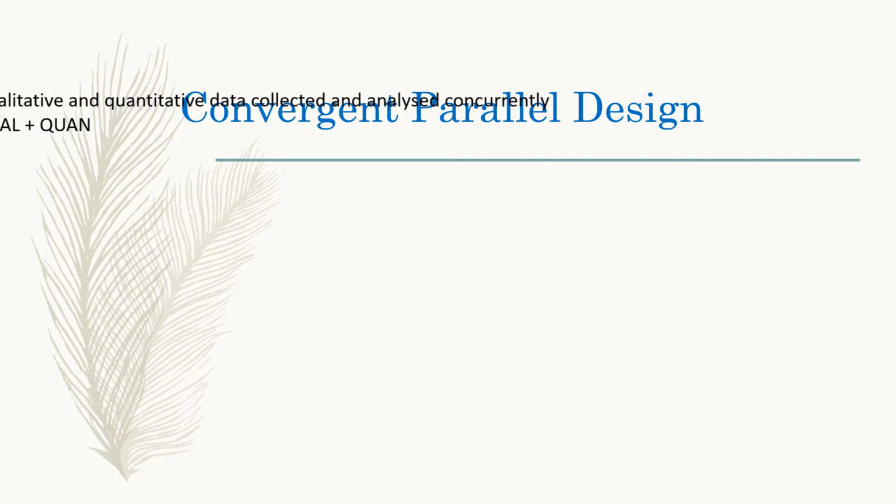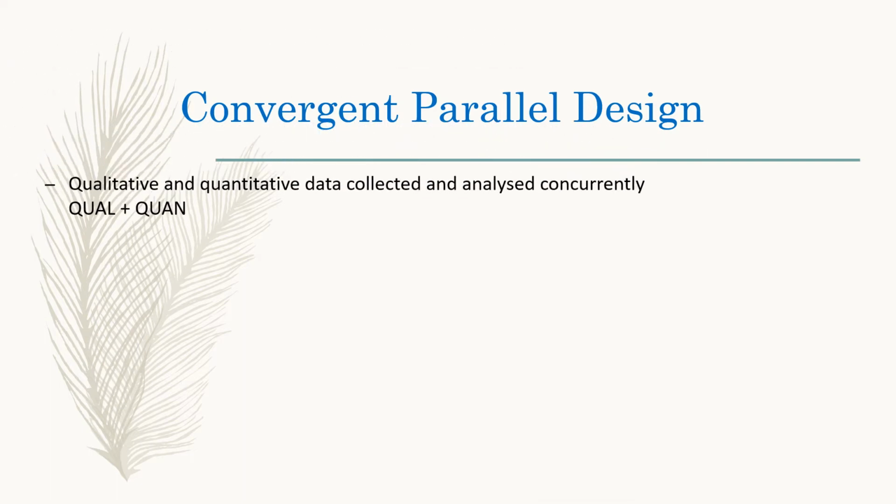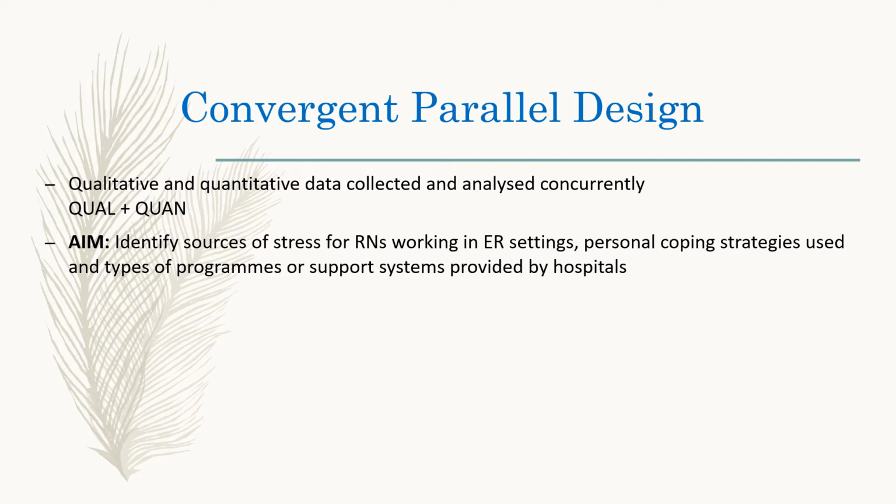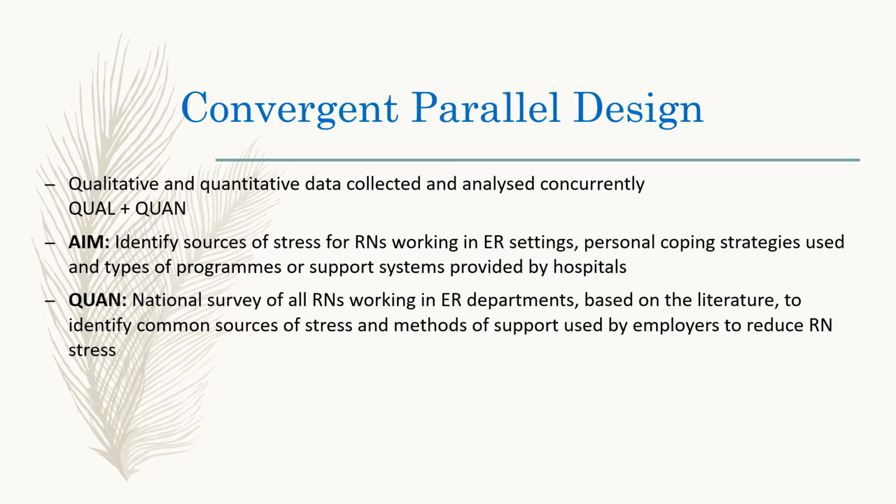Convergent parallel design, in summary, is qualitative and quantitative data collected and analyzed concurrently. So qualitative plus quantitative. For example, your aim is to identify sources of stress of nurses working in ER settings, personal coping strategies used, and types of programs or support systems provided by the hospitals. So quantitative: a national survey of all RNs working in ER departments, based on literature, to identify common sources of stress and methods of support used by employers to reduce nurses' stress.